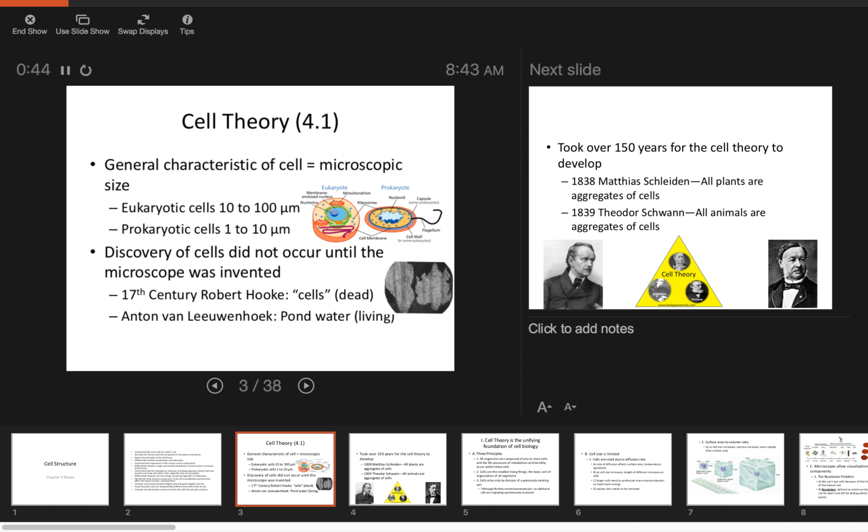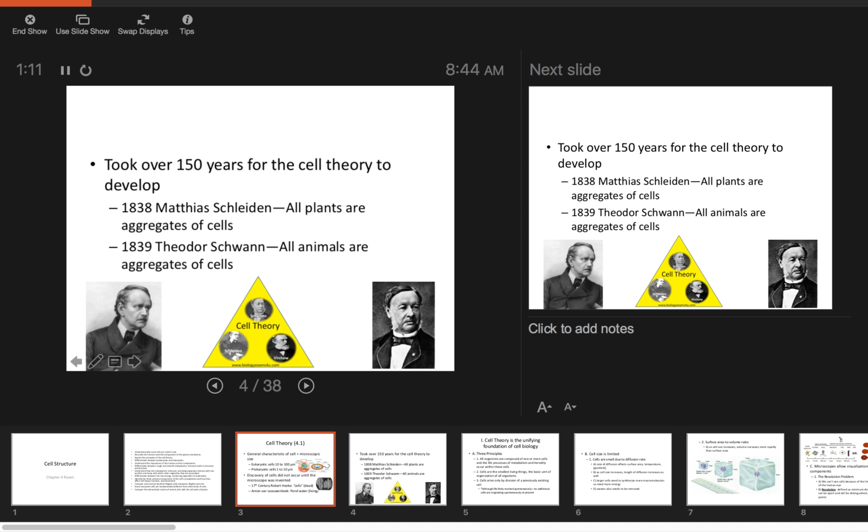All right, discovery of cells did not occur until we had the microscope. And so Robert Hooke is the first guy to coin the term cells. He was looking at dead cork cells, and you notice all these open spaces, and he's like, oh, they look like tiny little jail cells, so I'm going to call them cells. Anton von Leeuwenhoek looked at pond water and noticed that there were living microscopic organisms swimming around in it, and everyone started to look at everything underneath the microscope.